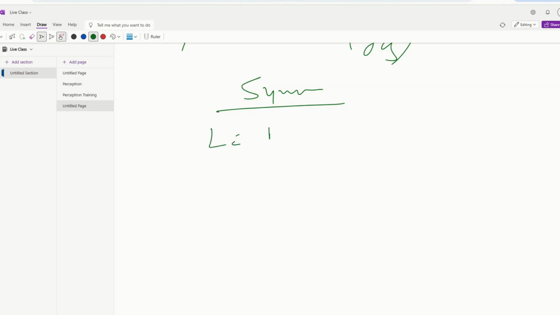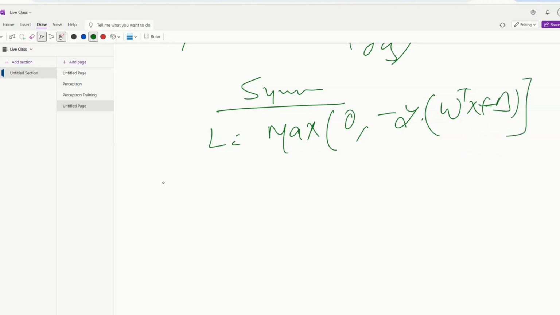Okay, max of 0, minus y into (w x plus b). This is the loss function. Okay, and there are some cases. Case number 1: in this case, I'm calling it y predict. If y into y predict is positive, then it's a no error case.